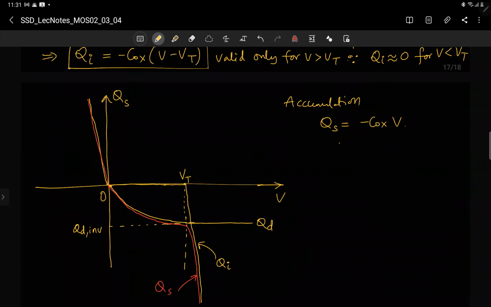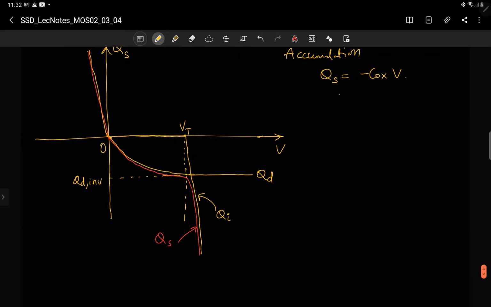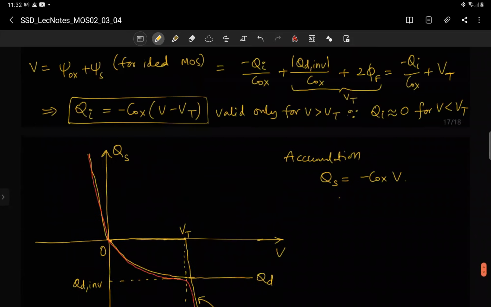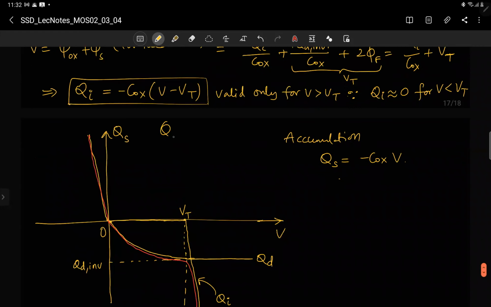This accumulation and inversion are like symmetric things, but not exactly at 0 or anything. There is a region in between which is depletion, and there is a depletion charge also. If you sum the two, Qi plus Qd, you will get this red color curve, which is the total semiconductor charge Qs. So that is what we have plotted. Now moving on to the next topic, the QV characteristics are over.